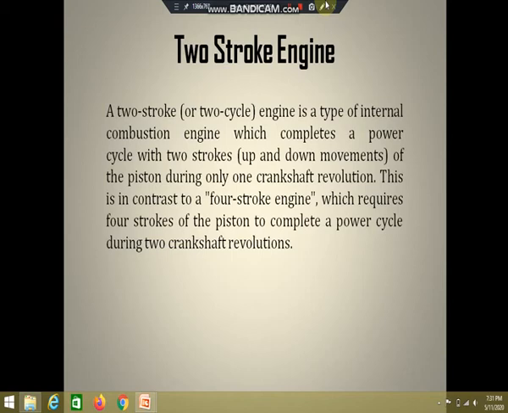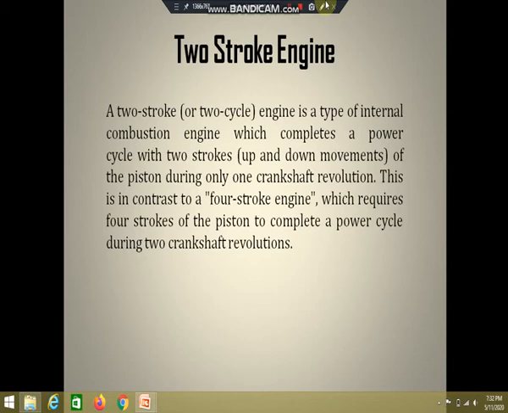These four strokes, suction, compression, power, and exhaust, are completed in two revolutions of the crankshaft. So what happens in the case of the four-stroke engine? The four strokes are completed in two complete revolutions of the crankshaft.